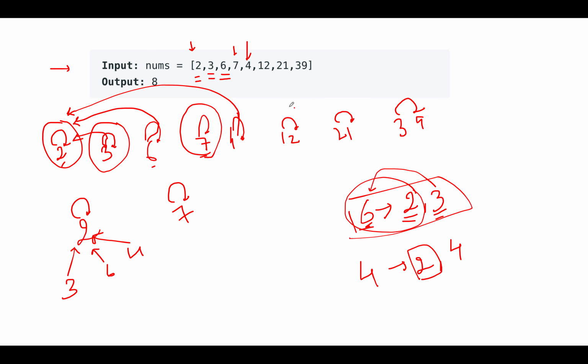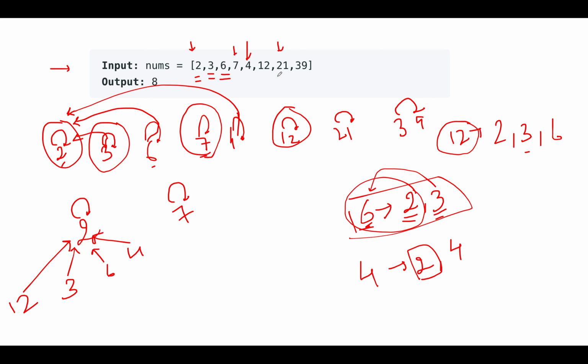Let's proceed ahead. Next we see is 12. So let's define factors of 12. The first one is 2, the second one is 3, the third one is 6. So we'll unify 2 with 12, we'll unify 3 with 12, we'll unify 6 with 12. And as a result of which 12 will also start pointing to 2. 12 parent has been updated to 2 by virtue of all these three operations, because 3 also points to 2, 6 also points to 2.